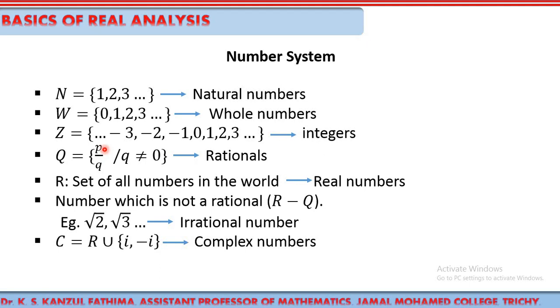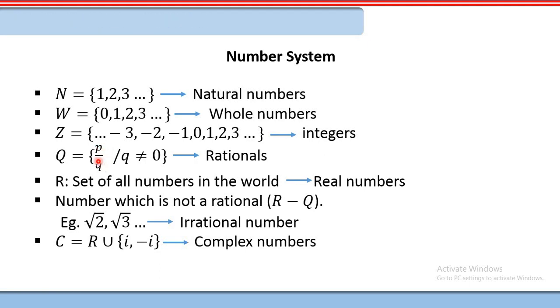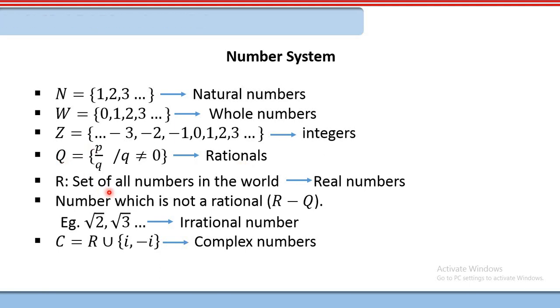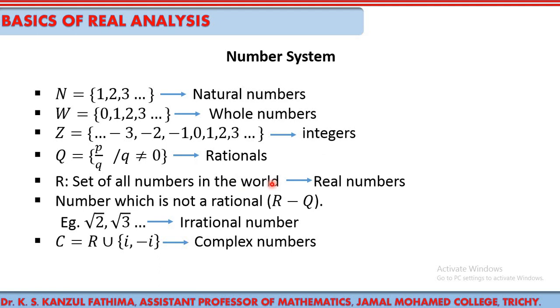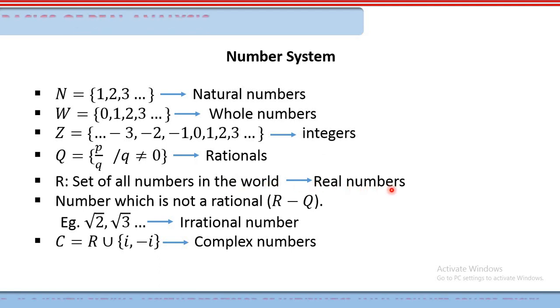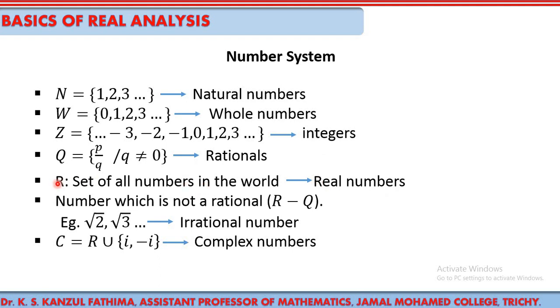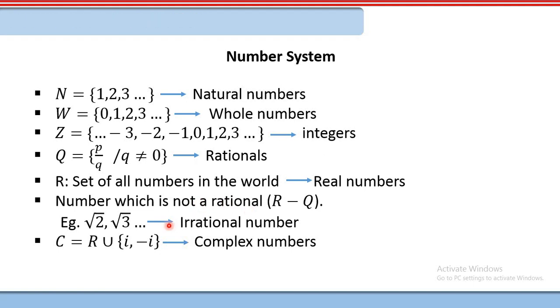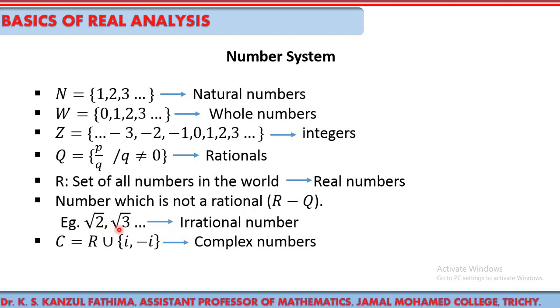If the number is of the form p by q, then that collection is said to be rational numbers and is denoted by Q. The set of all numbers in this world is said to be real numbers, denoted by R. If a number is not rational, then that number is said to be irrational. Irrational numbers are root 2, root 3, root 5, etc.